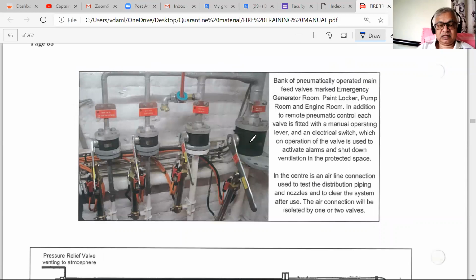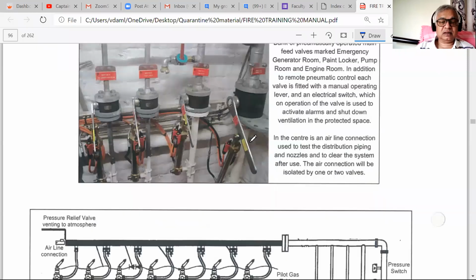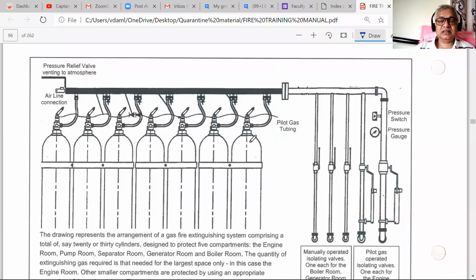There are a lot of diagrams. You will have to ask either Upinder Singh or Prem Kumar sir. This is the more standard arrangement that we look at. Okay. Bank of the cylinders. The pilot gas one will open these valves and release the bank.